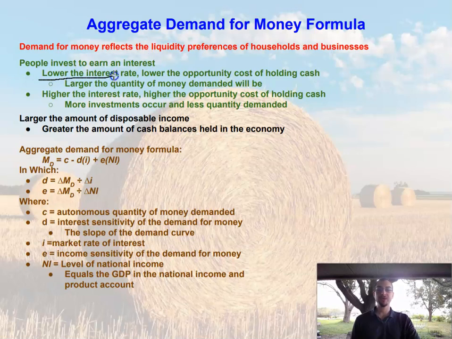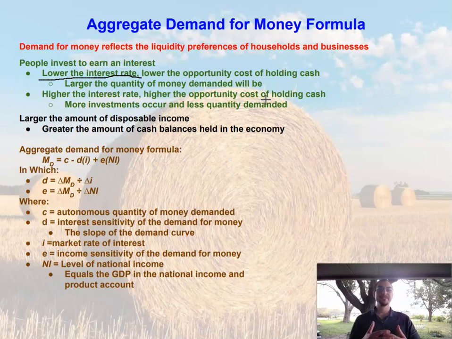Whenever people are investing money into a particular type of asset, they're hoping to earn an interest rate, and that interest is money coming into them. They're not paying this interest out because they're investing. This isn't like a loan. This is money that they're investing, so the interest is coming back to them. So the lower the interest rate, the lower the opportunity cost of holding cash, and the larger the quantity of money demanded will be.